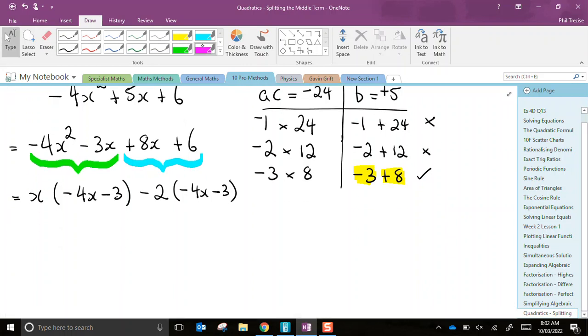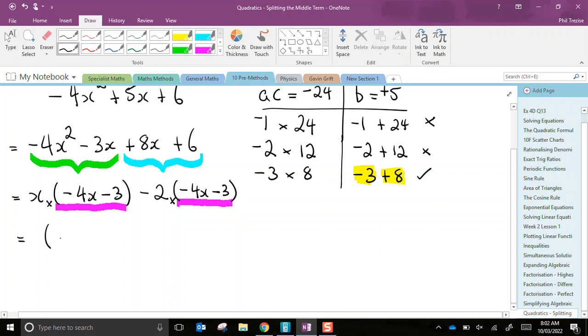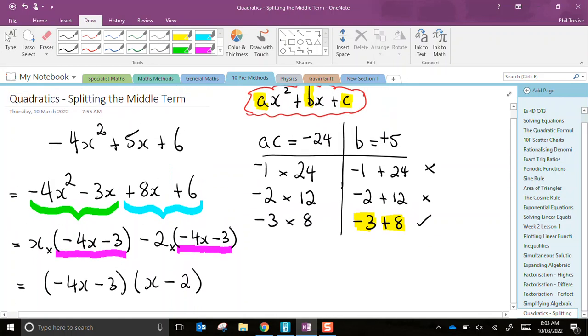It's all working. We've now got, this is a product. We don't normally write multiplication signs in here, but I'll do it just to emphasize what's going on. Now, there is a binomial term there, and there is the same binomial term there. We have a common factor, which happens to be a binomial. So I'll put negative 4x subtract 3, and then the x minus the 2, and we're factorised. This is how we factorise quadratic expressions by splitting the middle term. Thanks for watching.